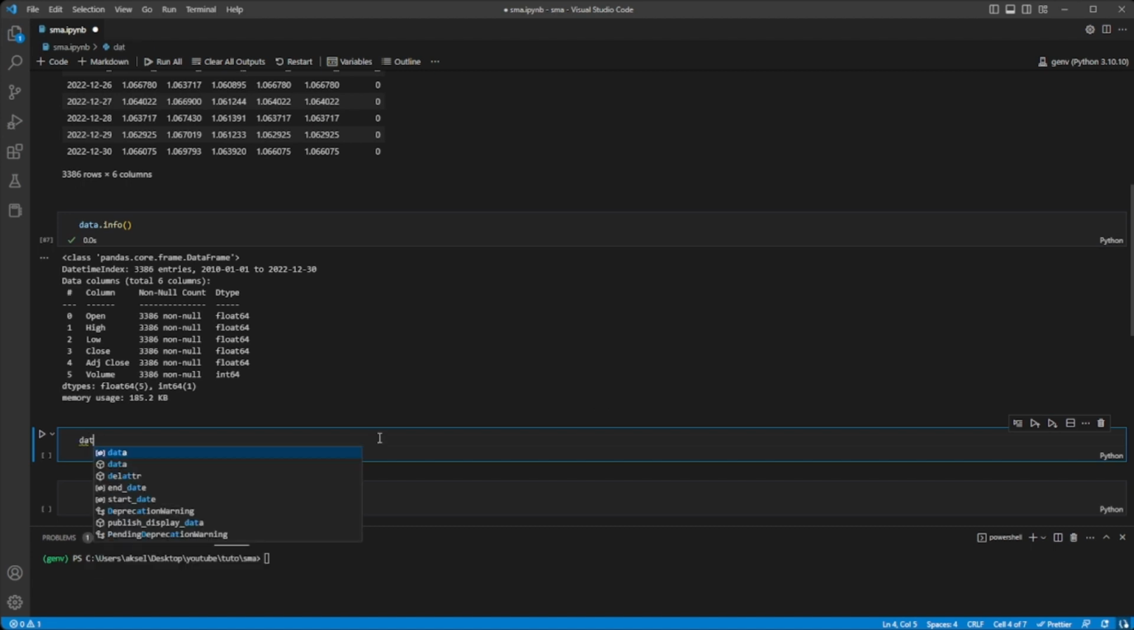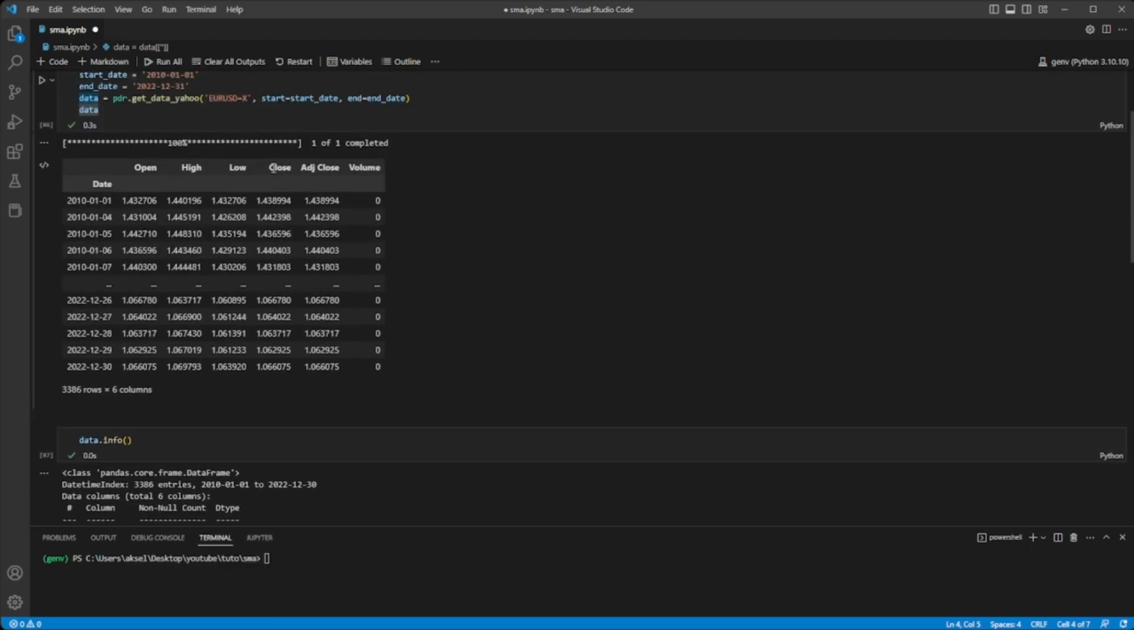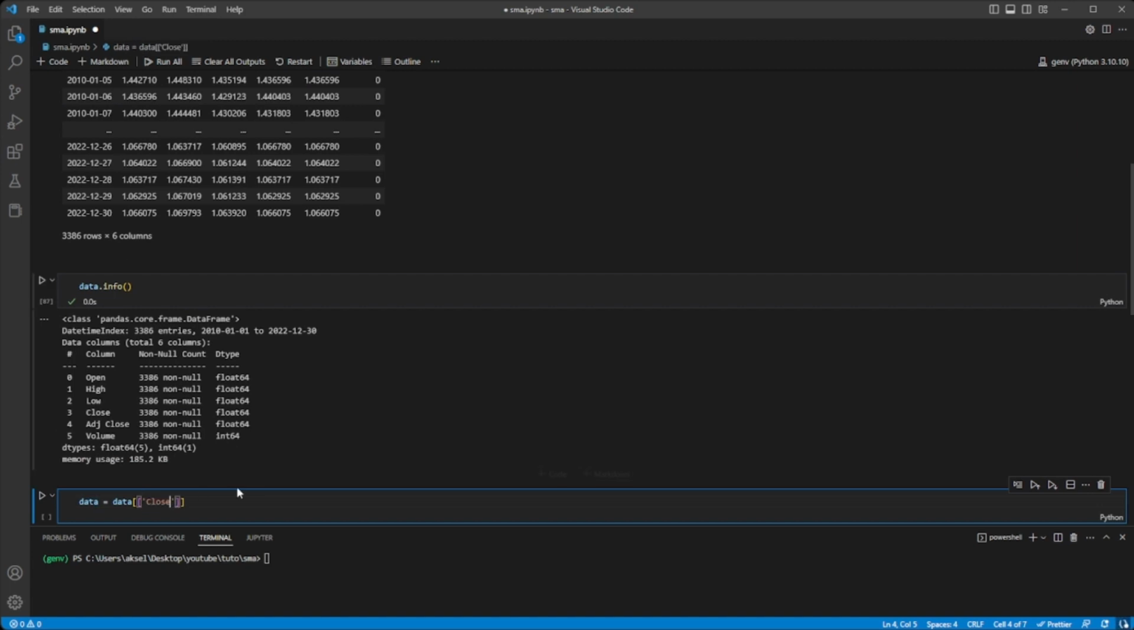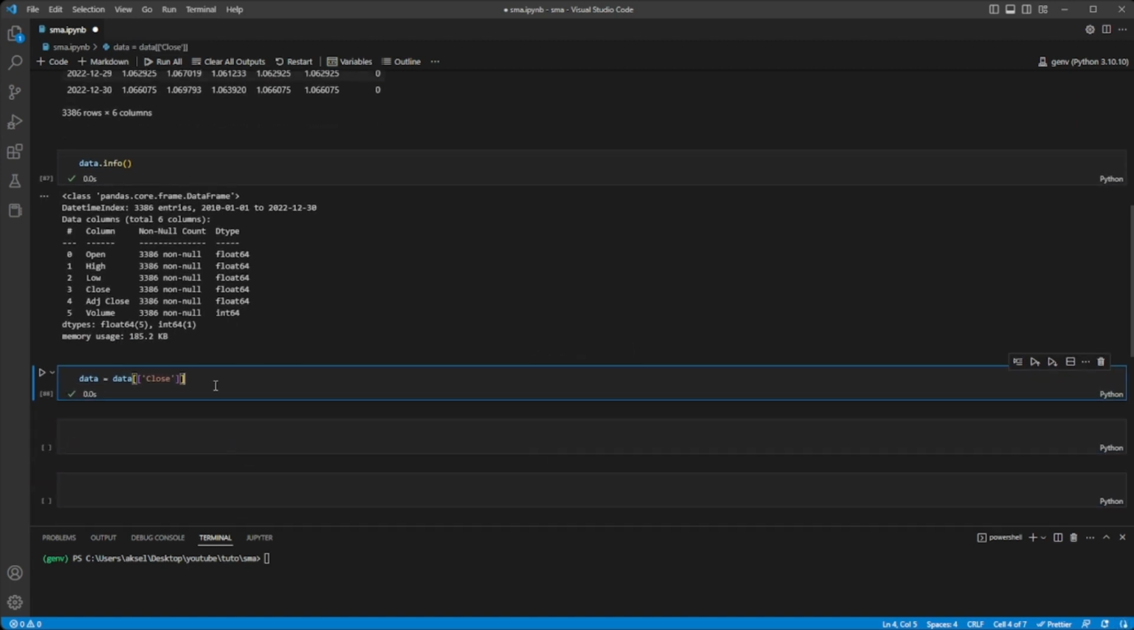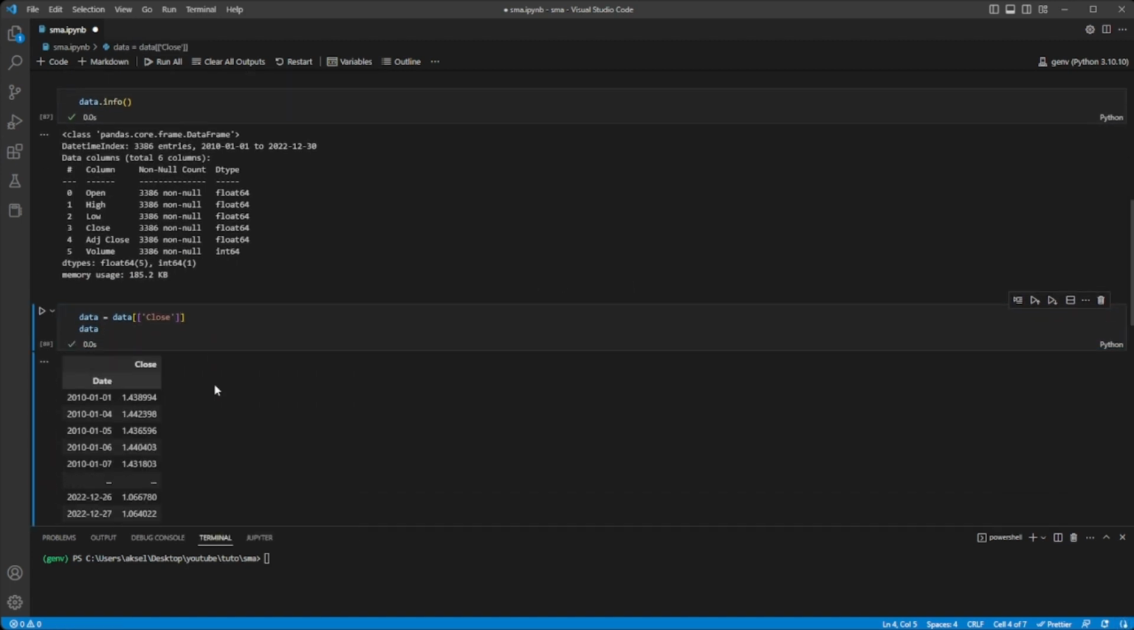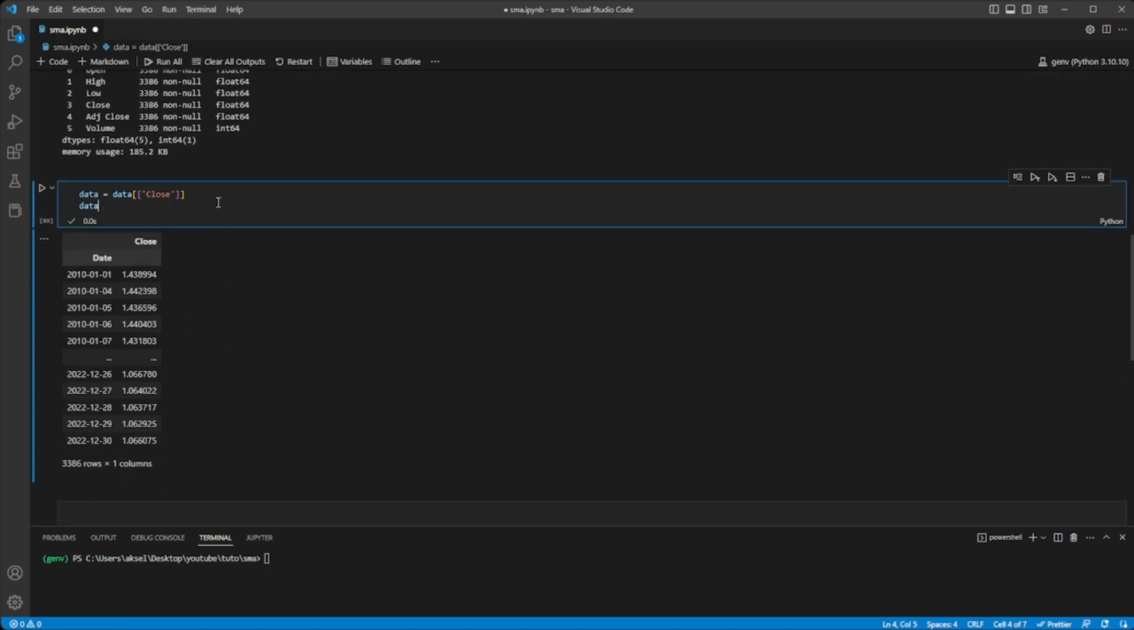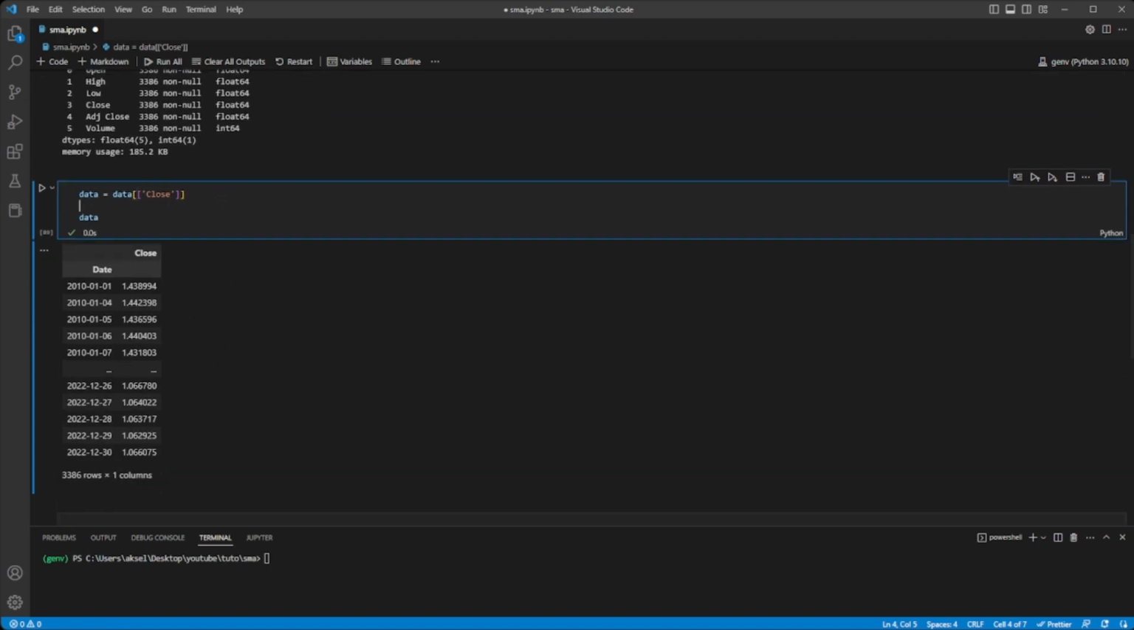What matters for us here is just the data regarding the close. So we're only gonna take the close here. As you can see now, we only have the close, and we're gonna rename it. We're gonna rename it as the price.